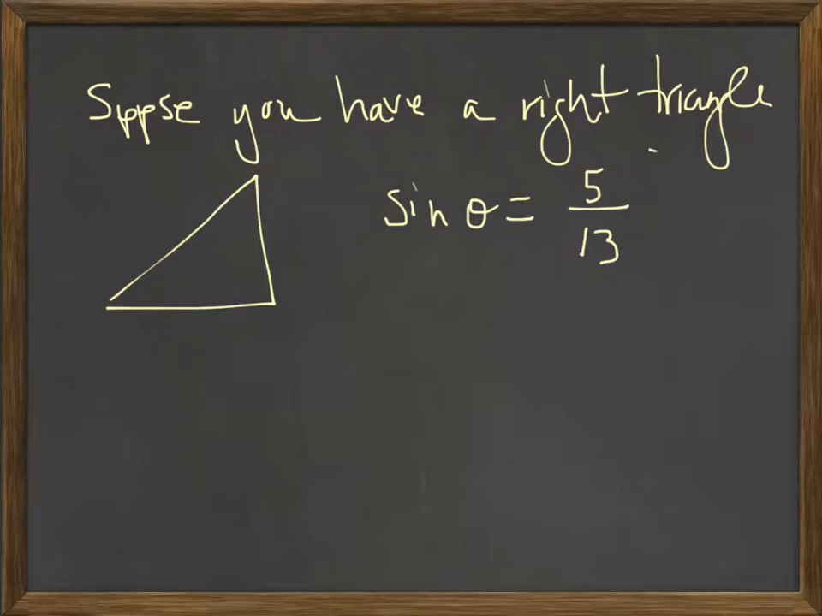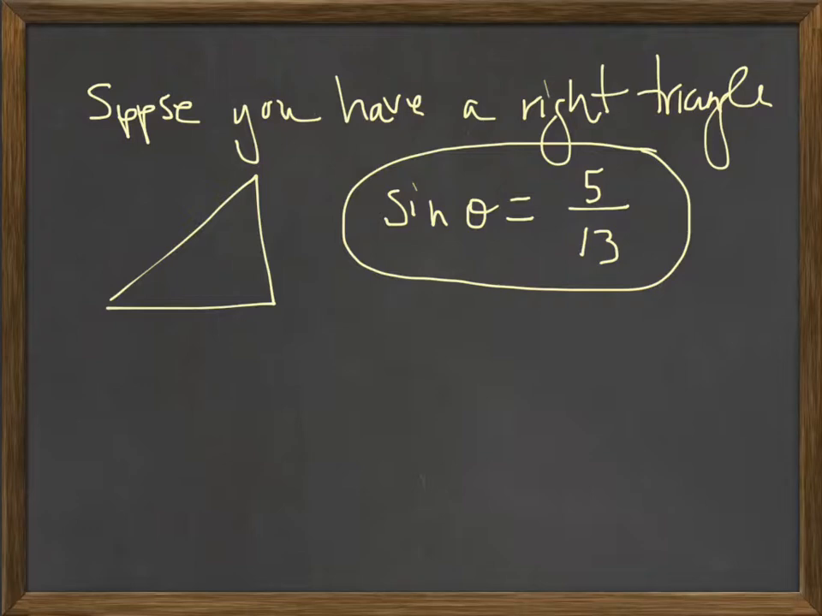Well, if you know the ratio of 2 of the sides, then you can find the third side with the Pythagorean Theorem. So sine of theta equals 5 over 13 can generate a triangle whose side opposite to theta is 5 and the hypotenuse is 13. Now there are many triangles that have this ratio, but this is one in particular. So the question is, what is this missing side, a?